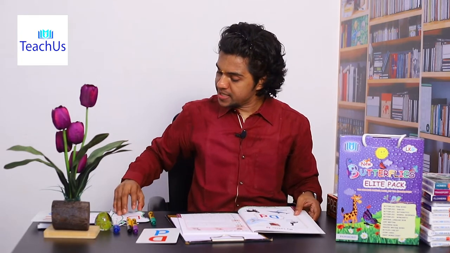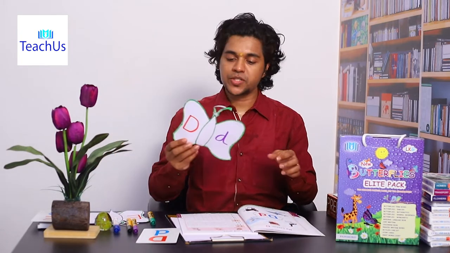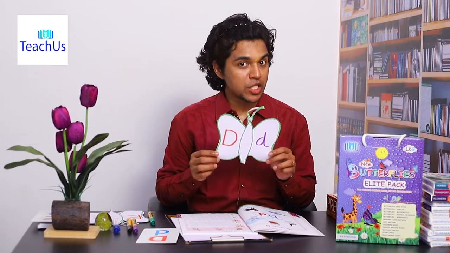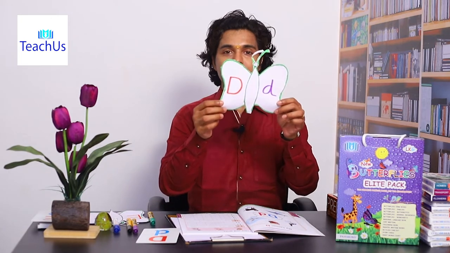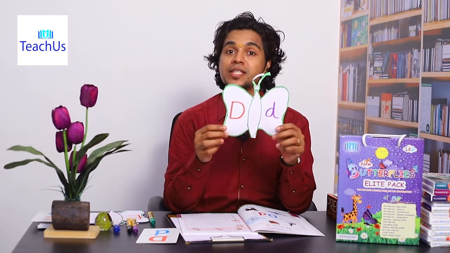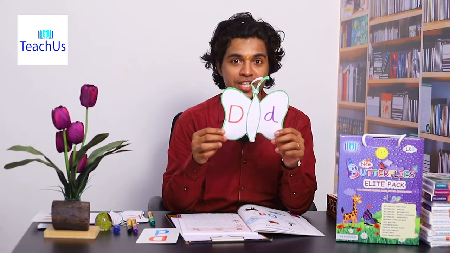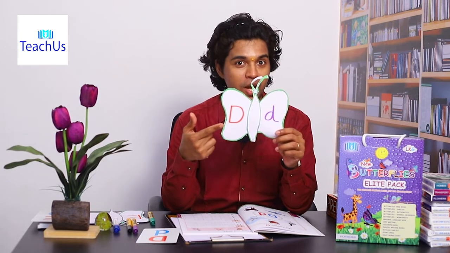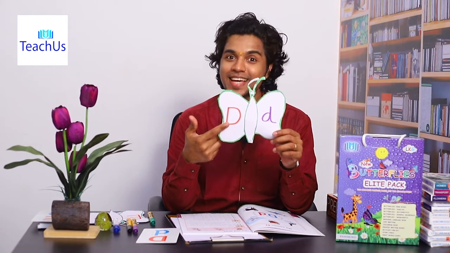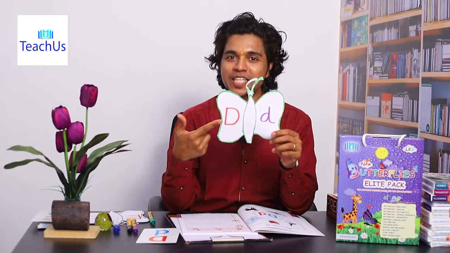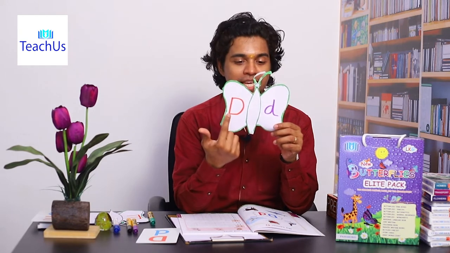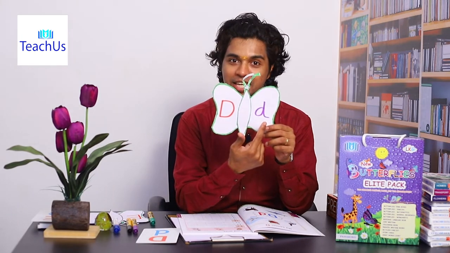Now, can you tell me which is a capital letter and which is small letter on these wings of this butterfly? Can you touch it? Which is a capital letter D? Can you touch it and tell me? Are you touching this one? Then it is right. This is capital letter D and this is small letter D. Very good. Now shall we write it?